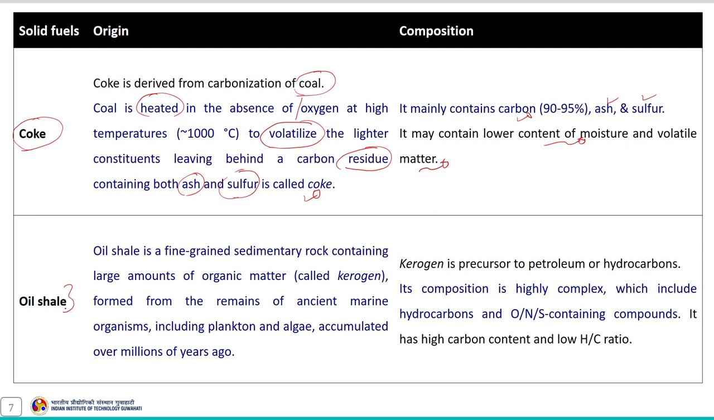While oil shale is a fine grained sedimentary rock containing a large amount of organic matter called kerogen, it is formed from the remains of ancient marine organisms including plankton and algae accumulated millions of years ago, which get converted into an organic matter called kerogen. Kerogen is a precursor to petroleum or hydrocarbons, and its composition is highly complex, including hydrocarbons and oxygen, nitrogen, sulfur containing compounds, and it has high carbon content and low H by C ratio. And this is about the origin and the composition of the solid fuels.